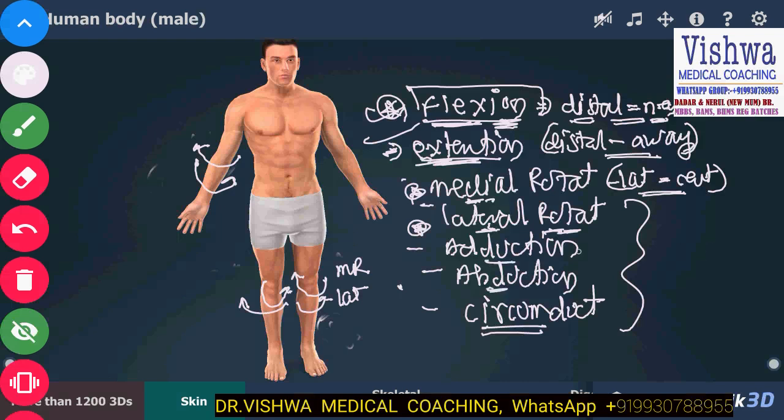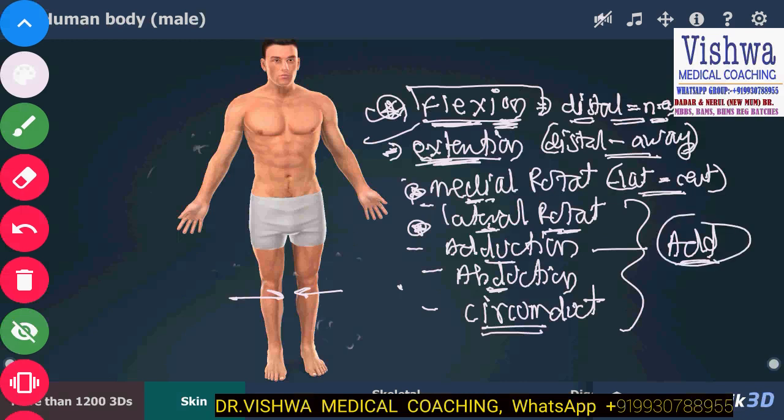Then adduction and abduction. How exactly are adduction and abduction? Let me erase this again. In adduction and abduction, if the limb comes towards the center, it is called an adduction. Remember, adduction starts with A-double-D. A-double-D stands for what? We are adding it. So adduction is you are adding something.